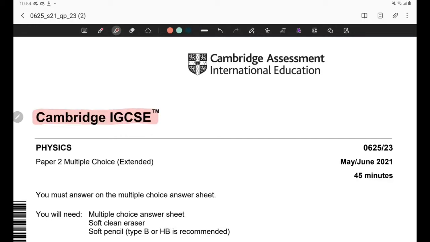Cambridge IGCSE, May-June 2021, 0625, paper 23.